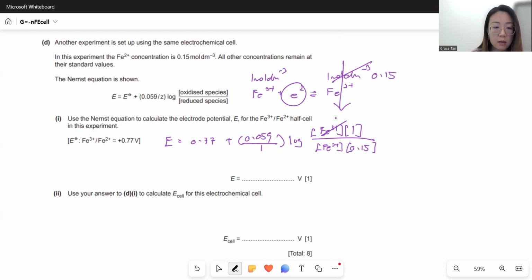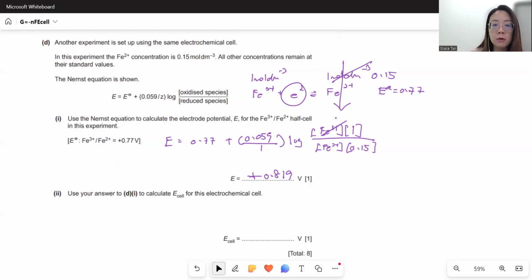Okay, so I've calculated out, the answer is positive 0.819. All right, so when you calculate out, you actually can self-check. Originally, E theta over here is 0.77. Now, because iron 2, which is on the right-hand side of the equilibrium, shows a decrease in concentration of the product, which is Fe2 plus.